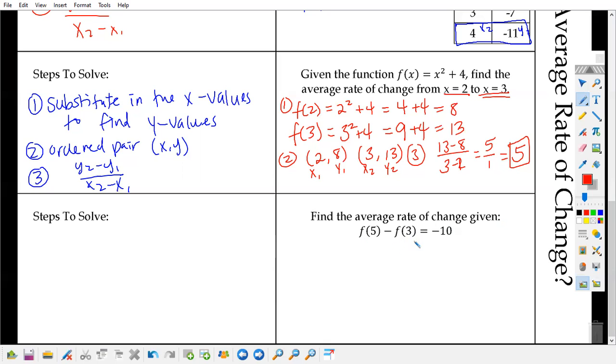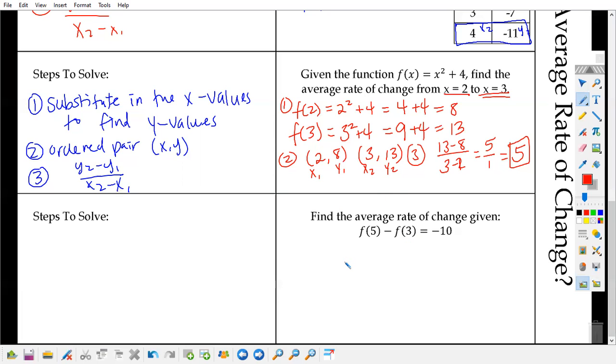What this is telling you is that this is function notation. Function notation is the fancy way of representing y at a point. Does that make sense? So if I have f of x, that's x at a y value, right? So in this case, this is f of 5. This is y at 5. F of 3. This is y at 3. Does that make sense? That's what your function notation is telling you.